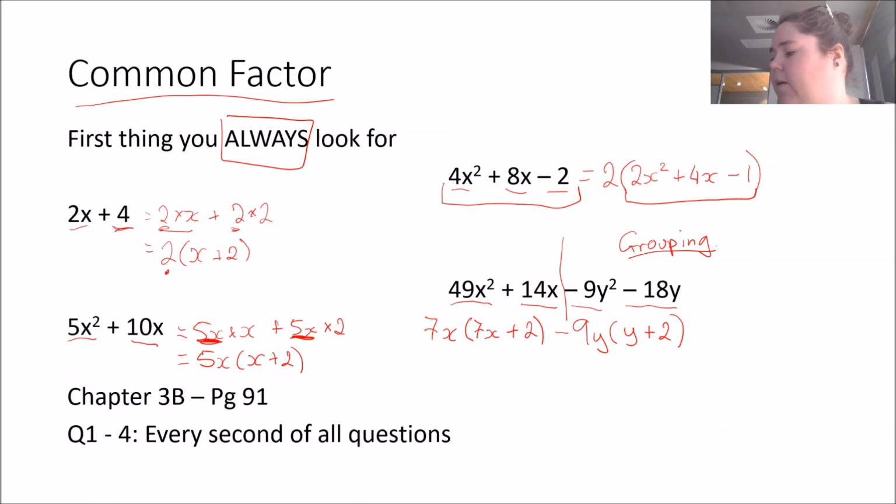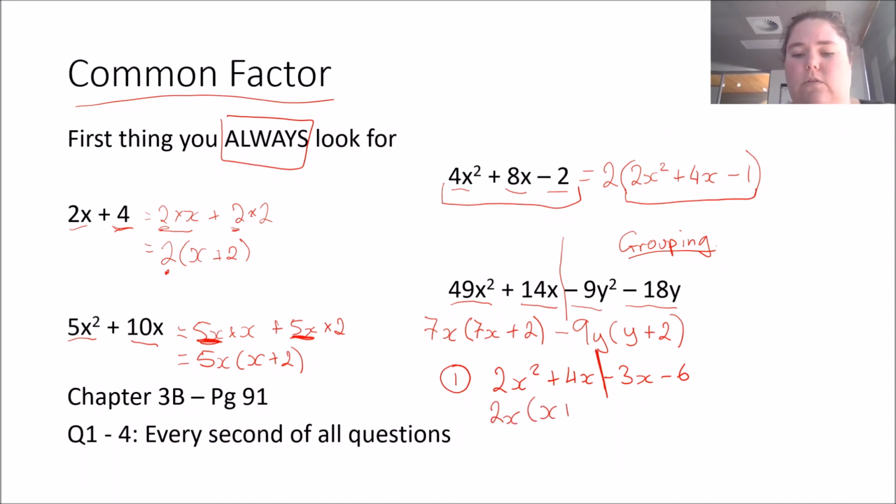So here we've got another example. 2x squared plus 4x minus 3x minus 6. Okay, so this is another example of where we can do grouping. So we can't take the same number out of everything, we can't take the same variable, but if I split this up, I can take a common factor out of these first 2 terms, 2x, which leaves me with x plus 2. And I can take a common factor out of these second 2 terms, negative 3, which leaves me with x plus 2.